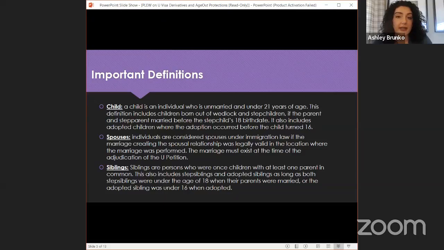Finally, siblings are classified as those who were once children where the applicant and derivative share at least one parent in common. The definition also includes step siblings and adopted siblings, so long as those rules that we just discussed apply, meaning the stepchildren or the step parents were married before the child was 18, or the adopted sibling was adopted before they were 16.